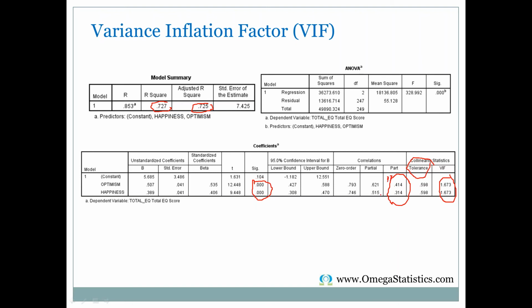Unique variance, okay? So optimism is contributing uniquely 17% of this R-squared. And happiness is uniquely contributing about 10%, 0.098. So about 10% uniquely contributed by happiness. So optimism is contributing more than happiness to the outcome of total EQ, or your emotional intelligence. So I love that. I love knowing that. So I thought I'd share that with you.